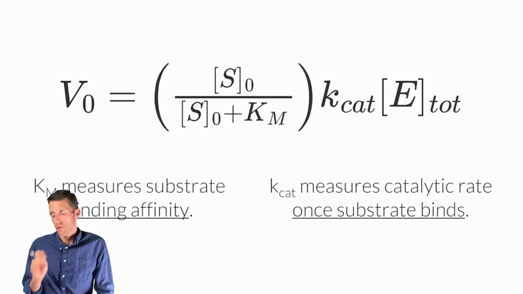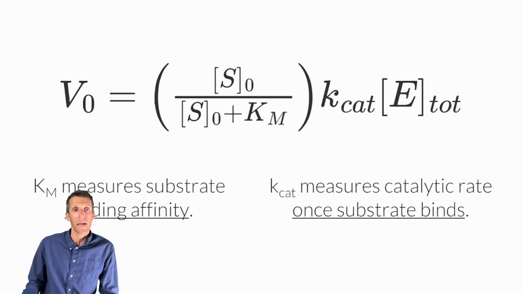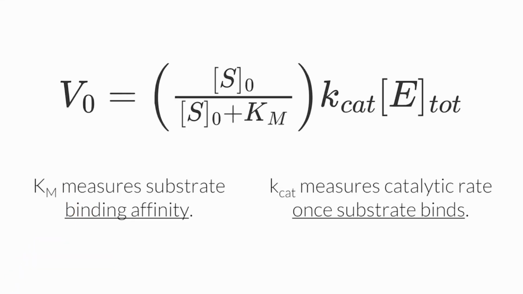And just to make sure we're reviewing this, the Km measures substrate binding affinity, where the Kcat measures the catalytic rate once the substrate binds. Those tend to be the two most important things that describe the function of the enzyme, because E total is something that we or a cell can control. Same with substrate concentration. Again, how much is the cell making or how much did we add? Km and Kcat are instead fundamental features of the enzyme itself that determine how it works.